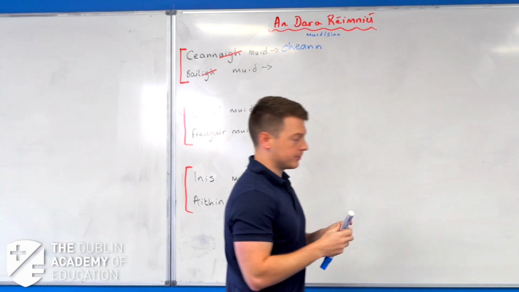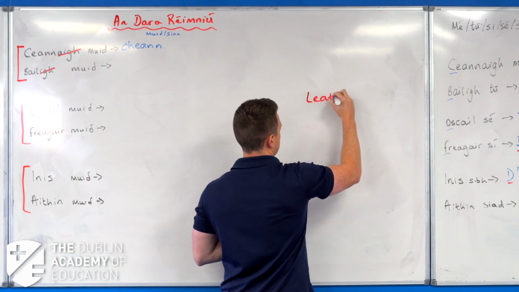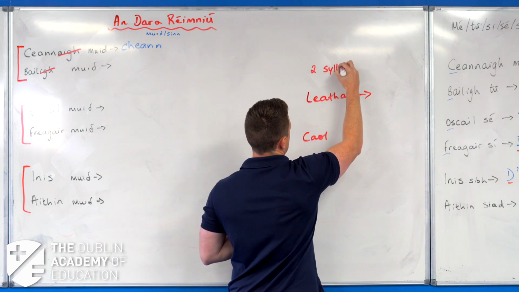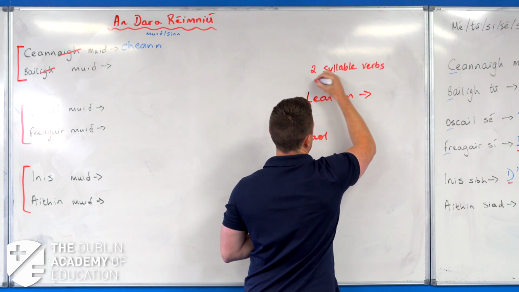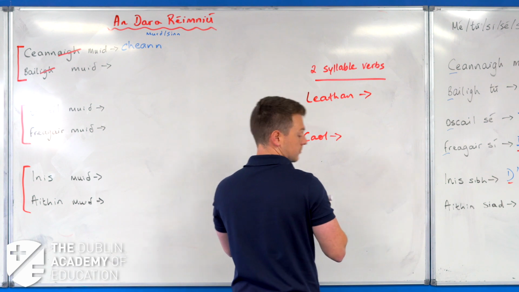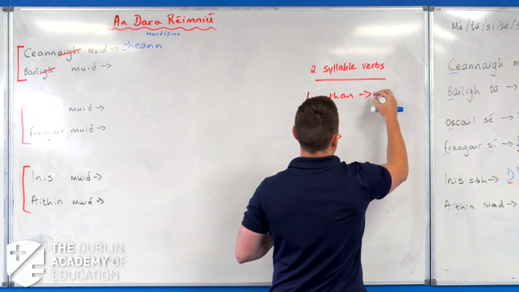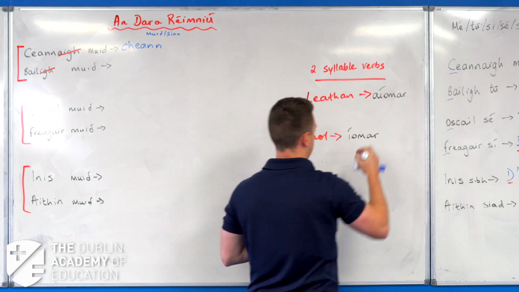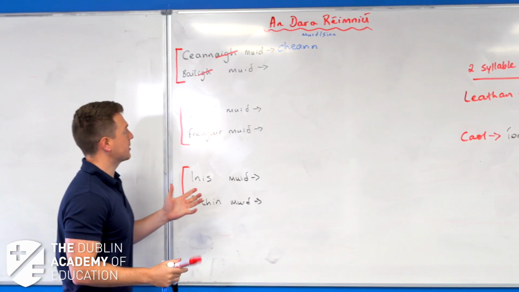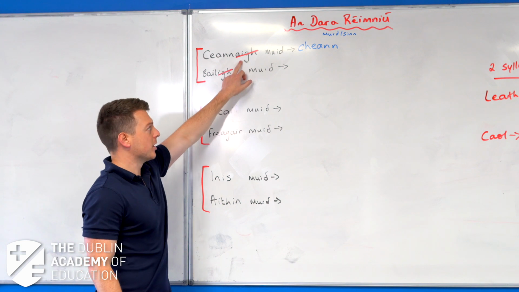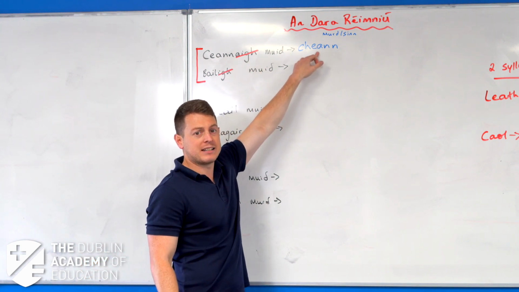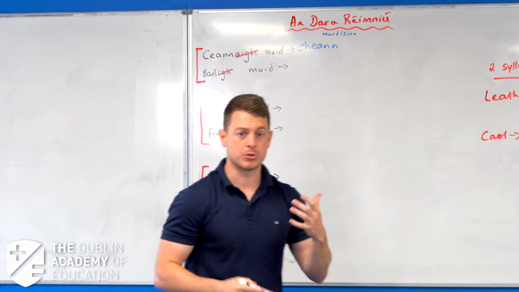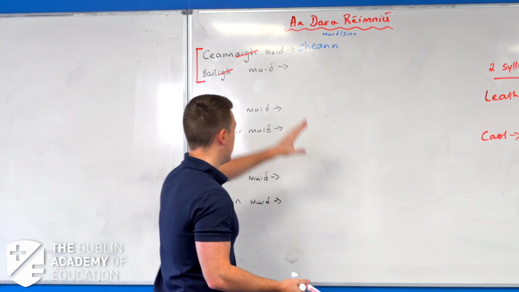Now, we have two endings for when it's leathan and caol. So now what do we do? Let's look. We've got a situation here where the last vowel in Ceannaigh is an I, but now all of a sudden the last vowel in the new verb that we're creating is an A. So there's a difference. This is really important because this happens at every single tense when we're conjugating verbs. When we're changing verbs and putting endings on two-syllable verbs, we've got to take something away.